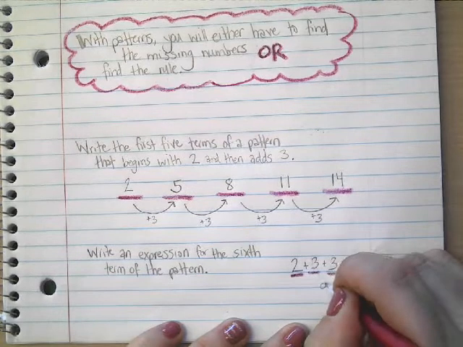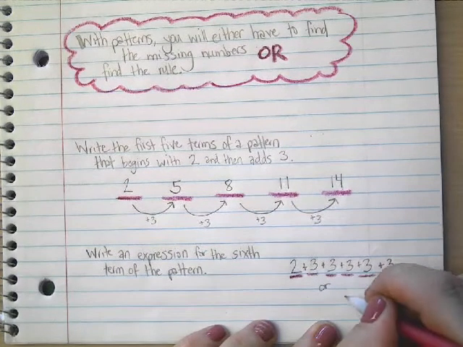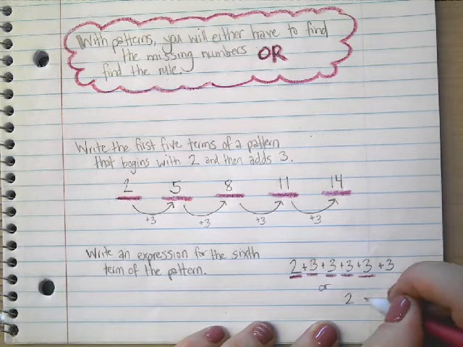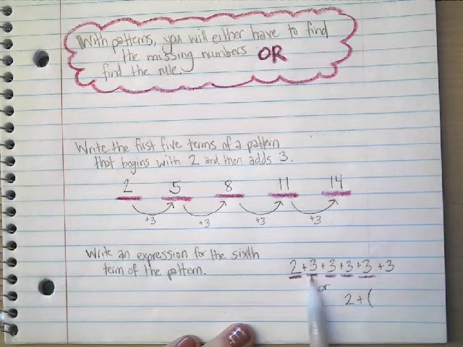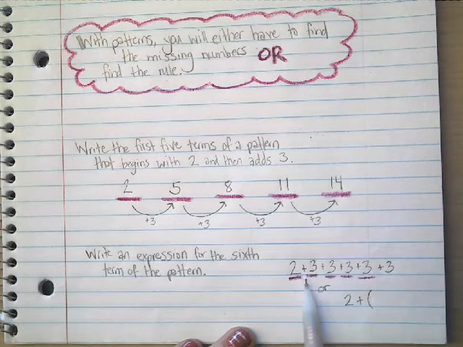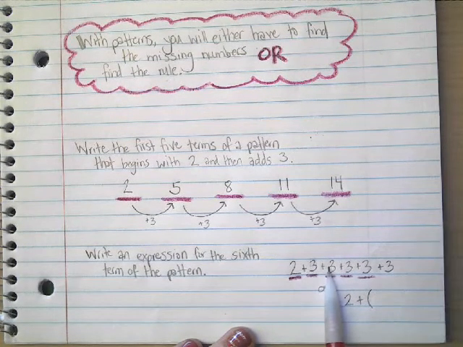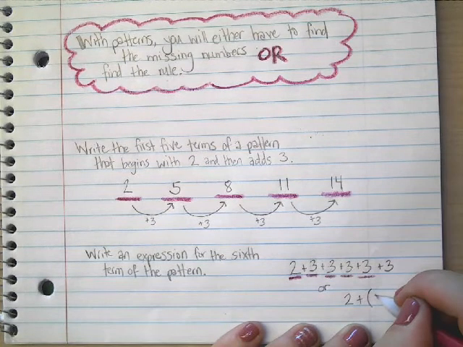Well, that can look really confusing, so this is also a really cool thing you can do. I can say it like this. I can start at 2, and then I can add that to how many 3s did I end up doing? 1, 2, 3, 4, 5.